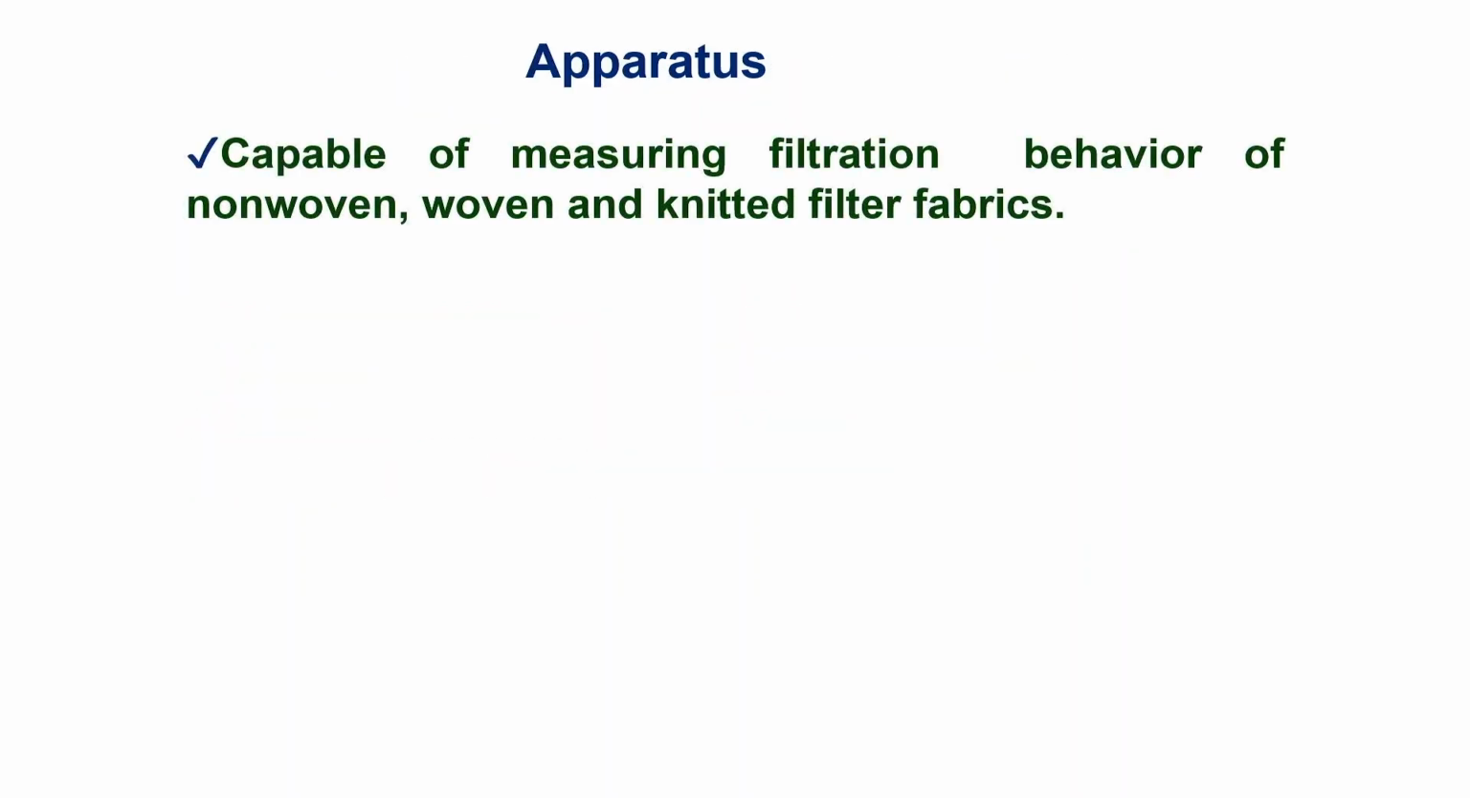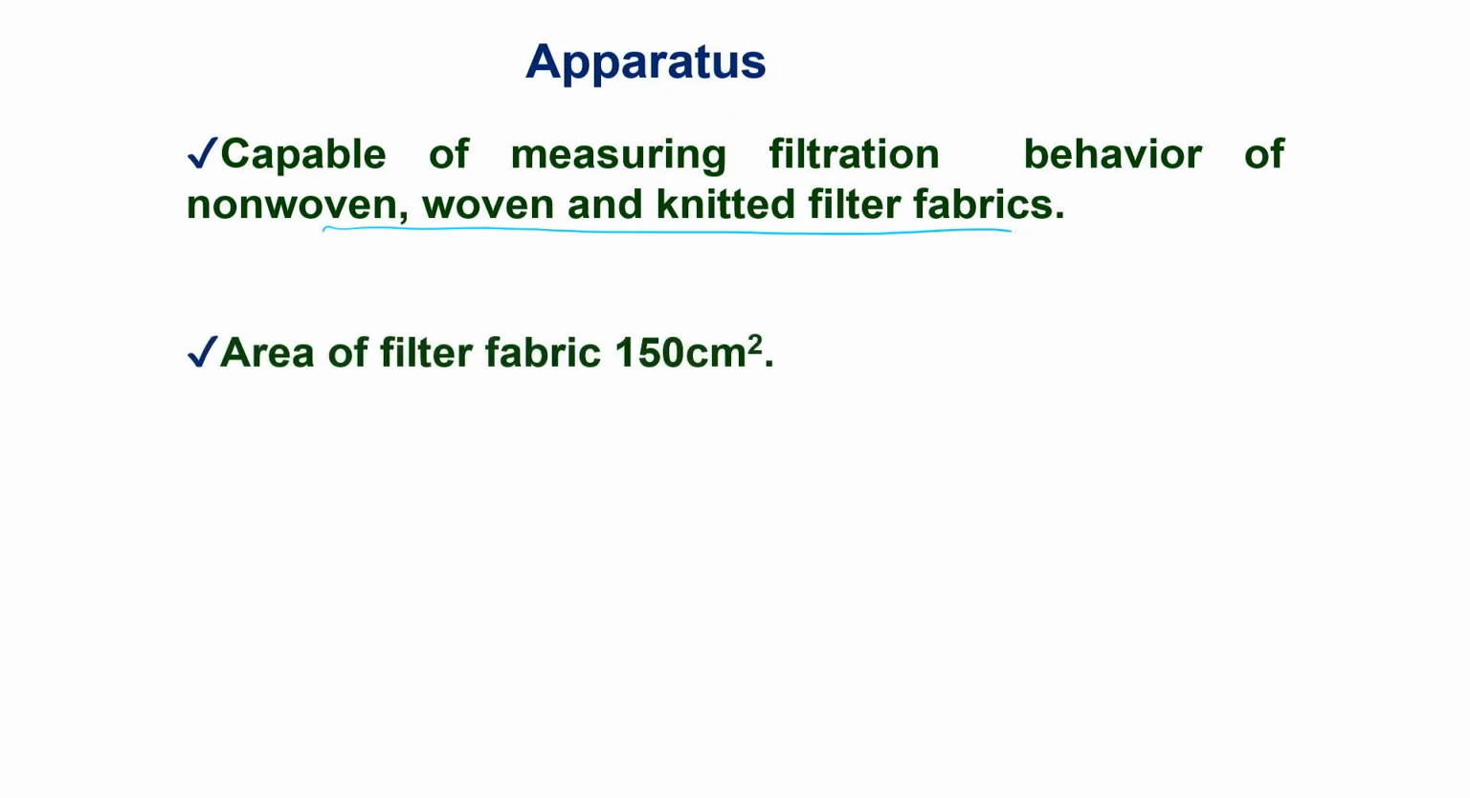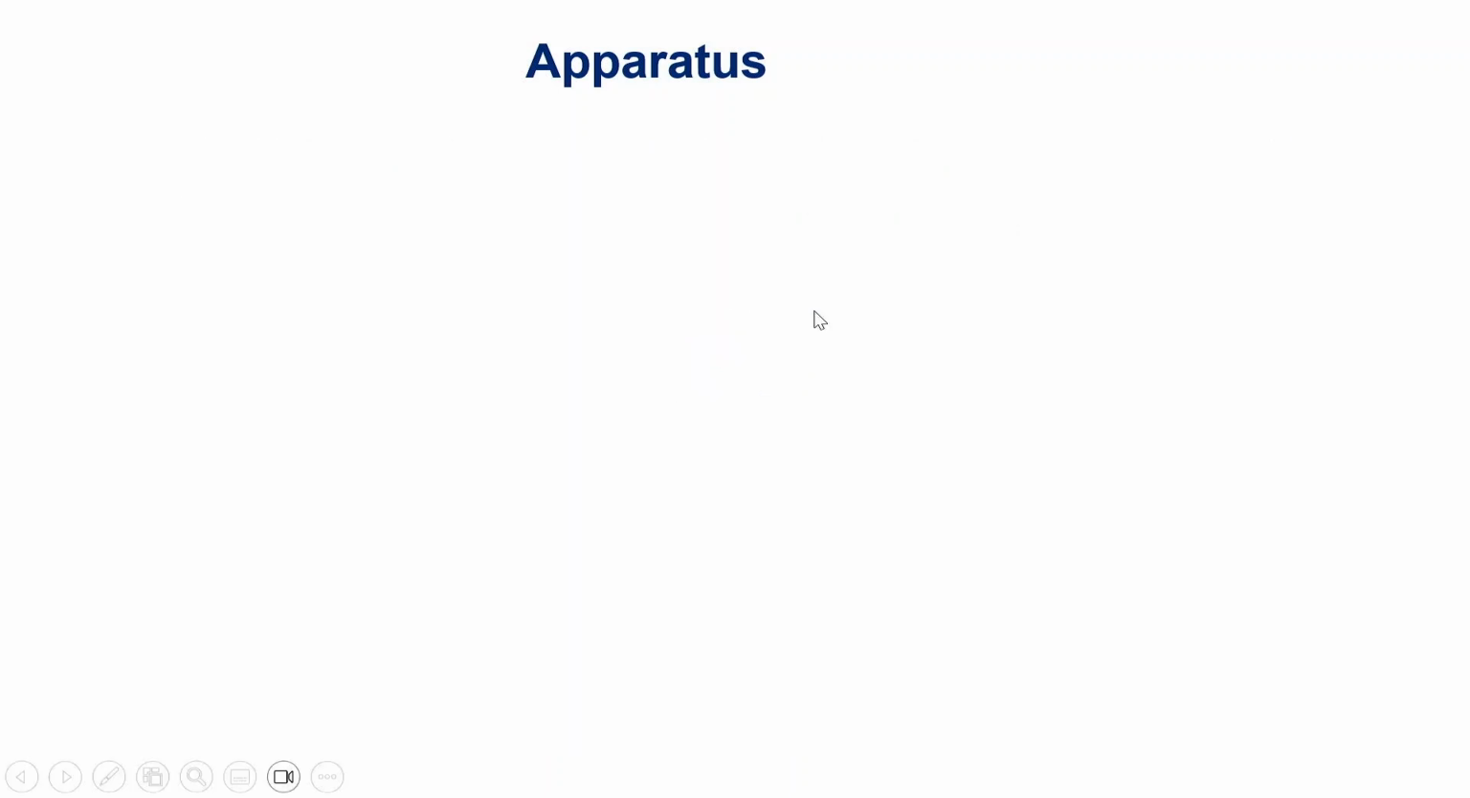Now, the apparatus, if you see, is capable of measuring the filtration behavior of non-woven, woven and knitted filters. So, any fabric we can test here. The area of filter media in our instrument is 150 square centimeter, with a circular cross section.